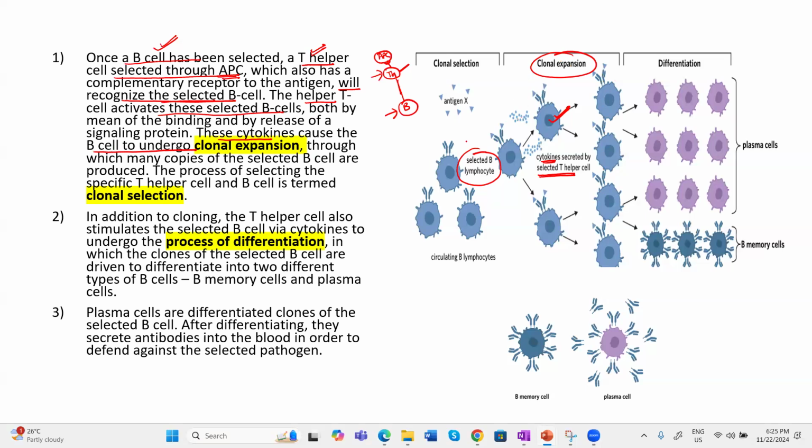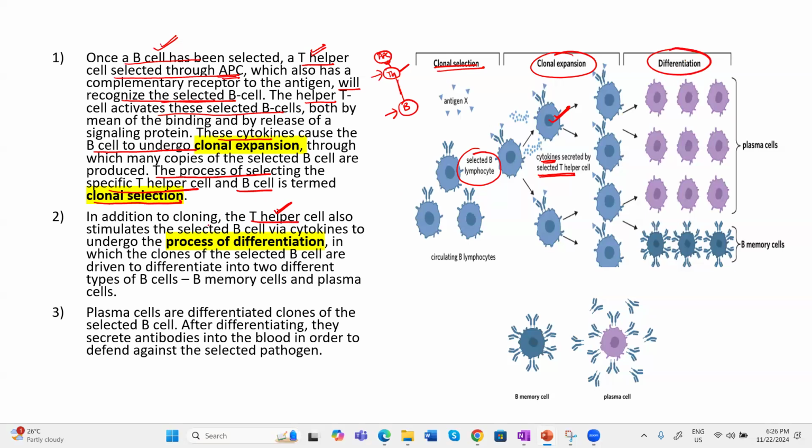And the process by which the selected B cell is able to interact with the selected T lymphocyte is known as clonal selection. Please focus carefully, beta. The process of selecting the specific T helper cell and B cell is termed as clonal selection. Is it clear? T helper is not only helping to activate the selected B cell, it is also helping the B cell after activation to go for a process of differentiation.